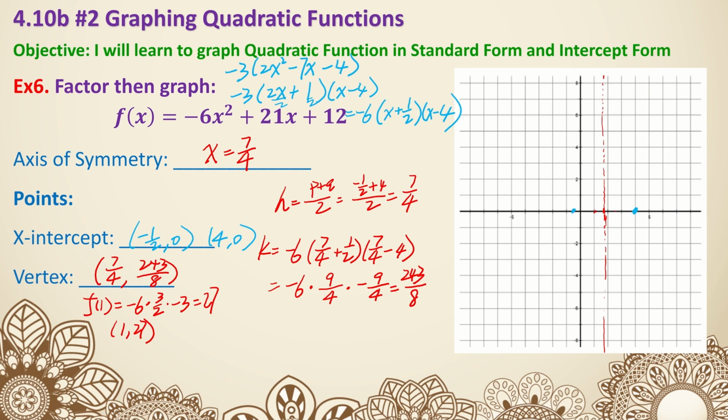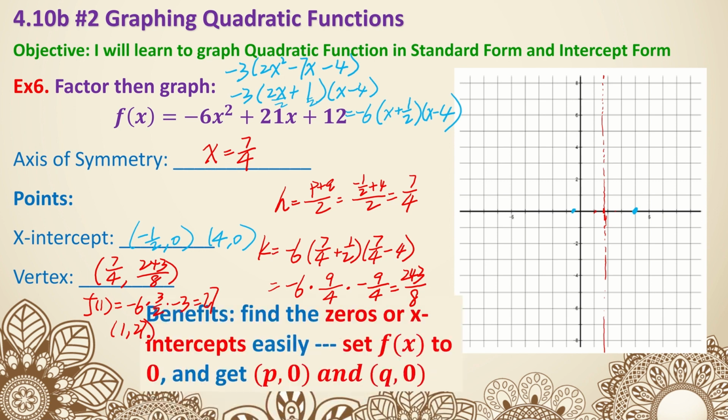So now let's talk about the benefit of using the intercept form to graph. Of course, you can find the zeros or the intercepts very easily. You set it equal to 0, and you're going to get p comma 0 and q comma 0. With that, you will soon have the vertex as well, because the h is p plus q over 2. So that's the two different methods to graph in this lesson. Thank you.